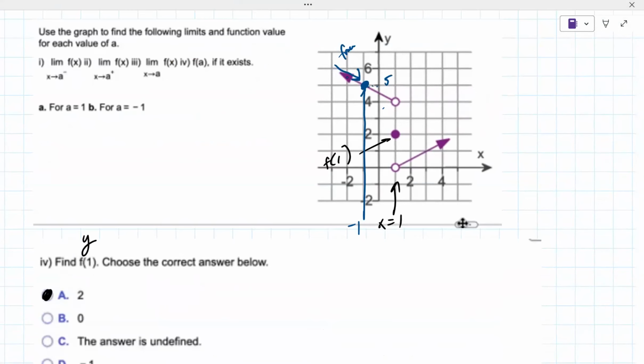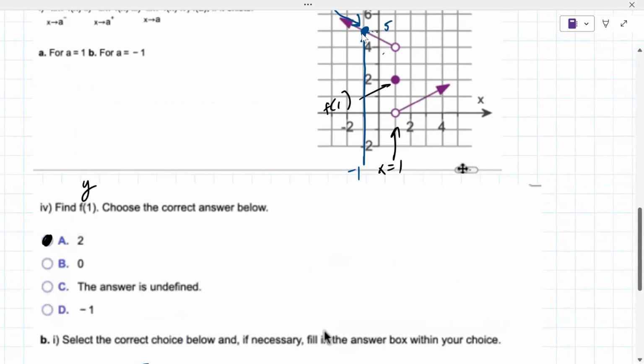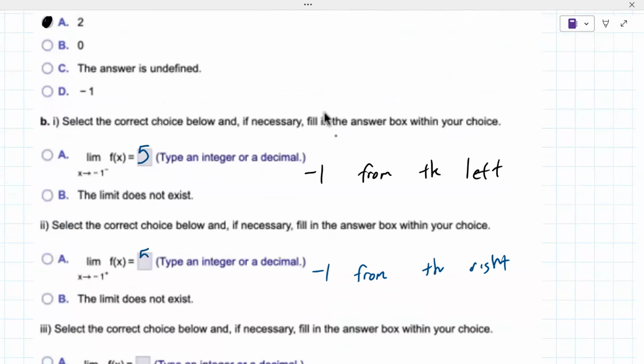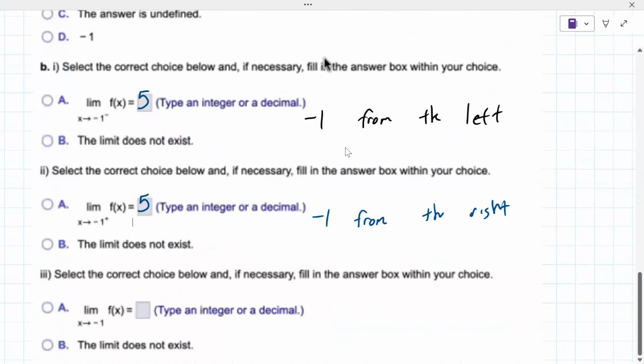From the right, this means -1 from the right. So you go to that same place, but now you're approaching it from the right. What's the y value there? It's 5. So this time it does exist, and it's the same value.